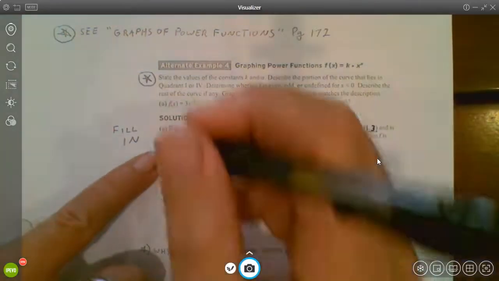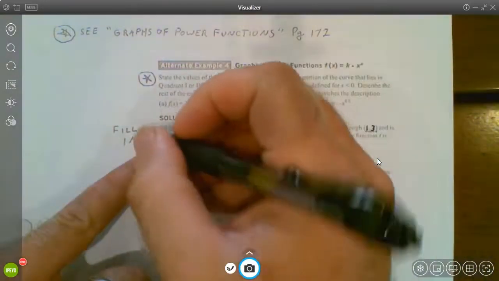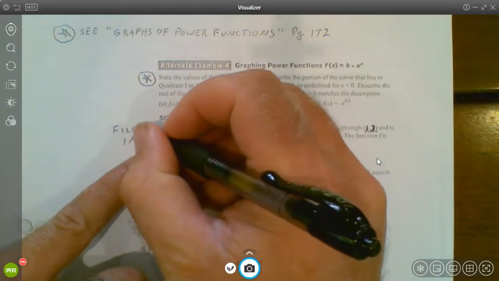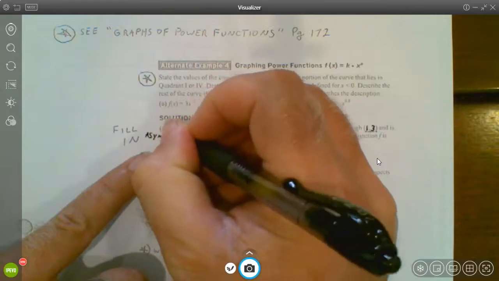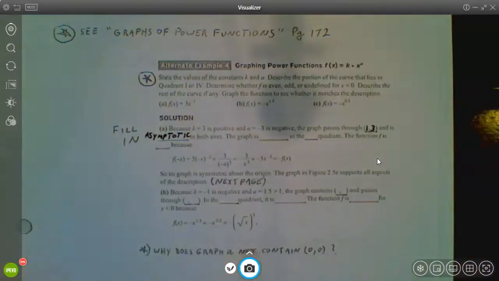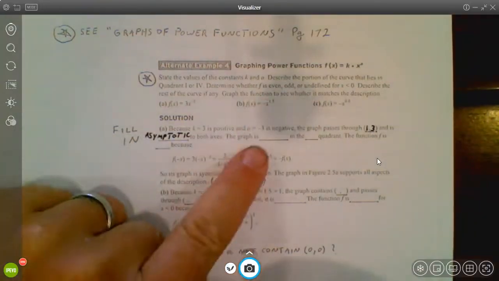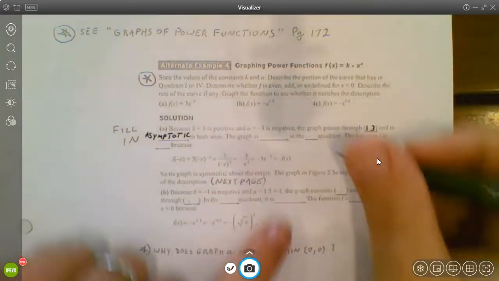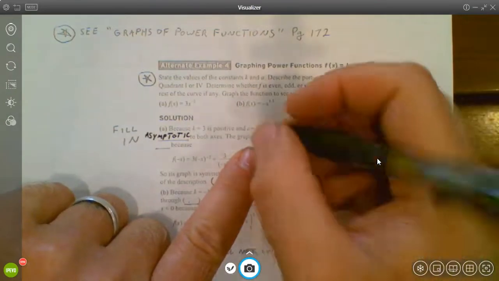And here's a new vocab word for you: asymptotic to both axes. All that means is the x-axis and the y-axis are both asymptotes. That's all that means. They asked us to describe this. So the graph in this case would be odd. Oh, I'll get to that here. The graph is decreasing in the first quadrant.